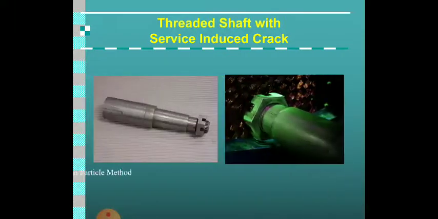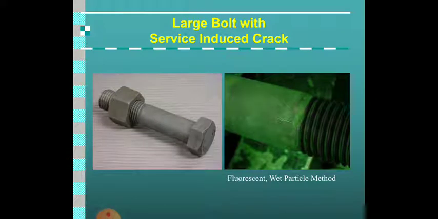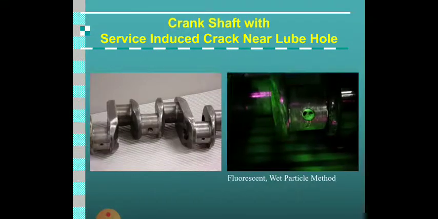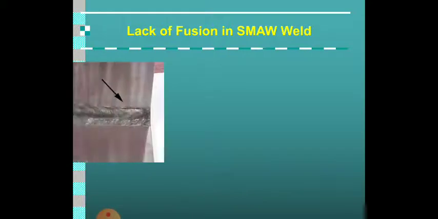Then for the interpretation, this is the threaded shaft with a service induced crack, with the fluorescent wet particle method. Then again the threaded shaft with the service induced crack that we talked about. This is the bolt and this is the crankshaft. So you can see there are lots of problems that can be examined for these components, and after examining these components, they are okay to go for the run.